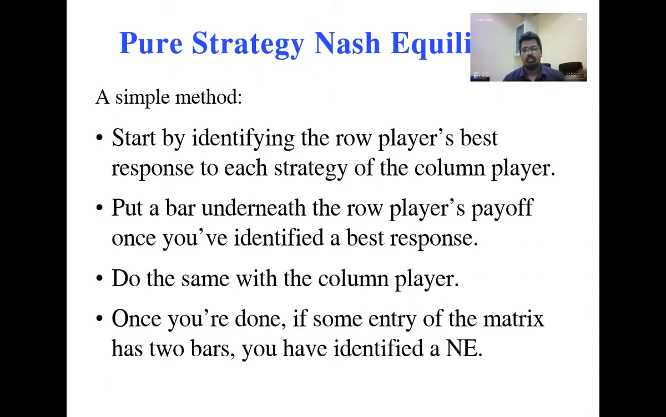Because basically the role player means player one in that example, right? Start by identifying the role player's best responses to each of the column player's possible strategies, and then put a bar underneath the role player's payoff once you have identified the best response. That's what we did, right? And do the same with the column player as well, and put these bars. Once you are done, if some entry of the matrix has 2 bars, that is what we call Nash equilibrium, right? So this is the process.